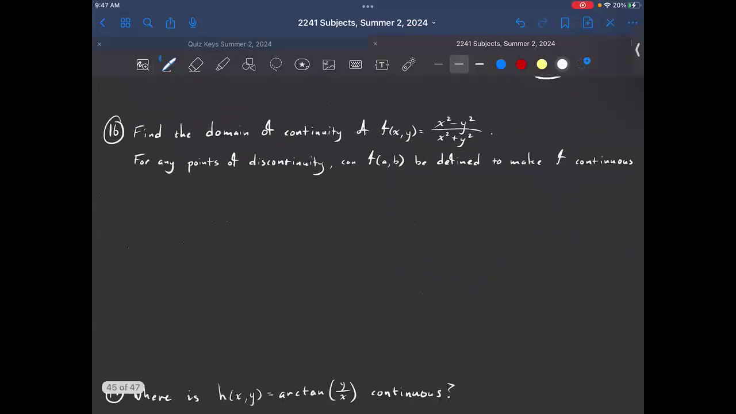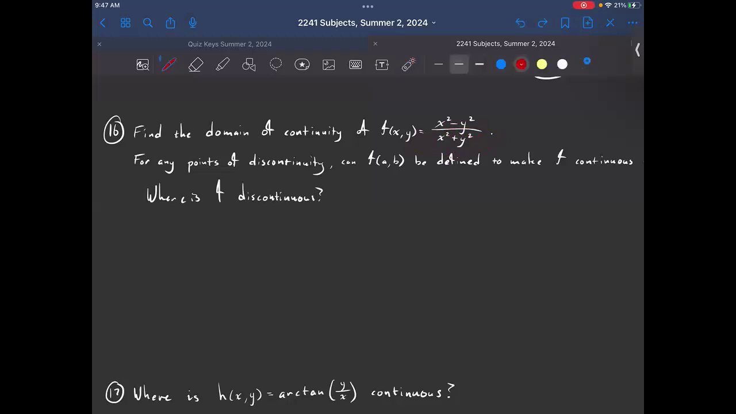All right, so now let's find the domain of continuity of f of x, y equals this thing. Where is this function continuous? Where is f discontinuous? So where are the issues? Okay, so we don't see any square roots, we don't see any logs, but we do see division. And so we want to be careful right here.